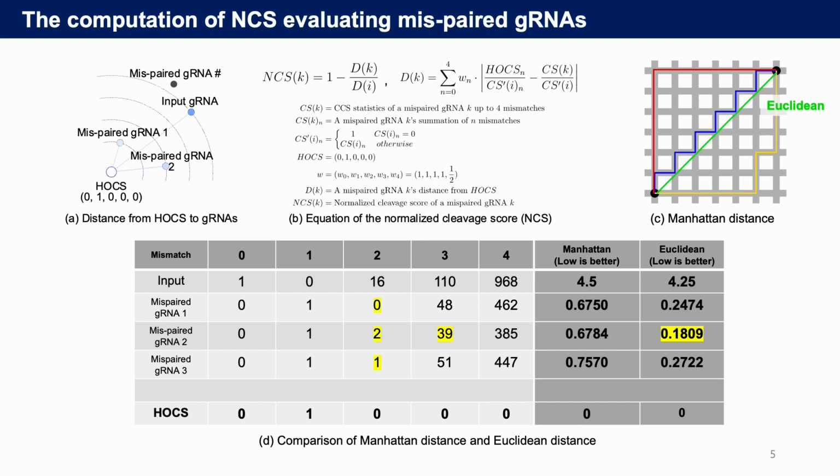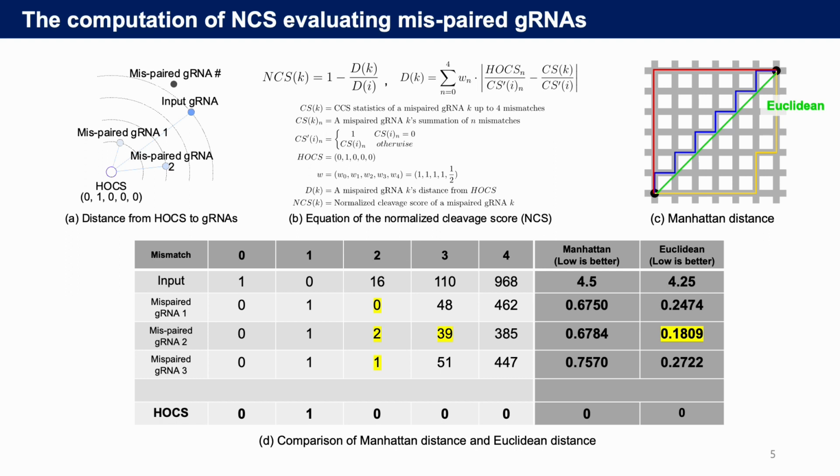To compare the mispaired guide RNAs, we use the Manhattan distance to measure the similarity between the guide RNA's CCS statistics and the hypothetically optimal CCS statistics. In other words, HOX. HOX has a 0, 1, 0, 0, 0 condition, and the normalized cleavage score, NCS, indicates the relative closeness of the input guide RNA and HOX.